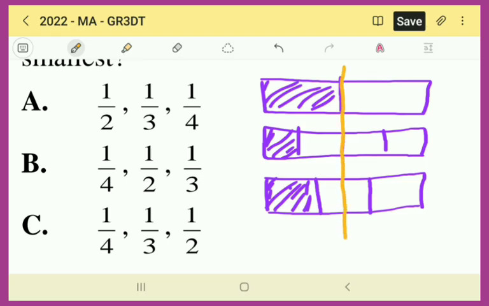Looking at it, which is bigger? A half. So we're going to have a half first, followed by which one? A third, because you're going to need almost here to make from a quarter to come up to a third. All right, followed by a quarter.